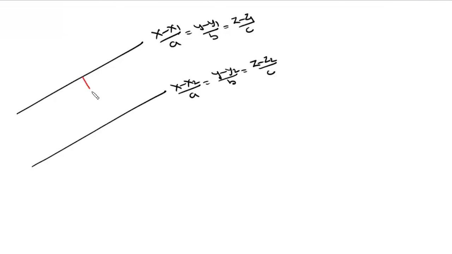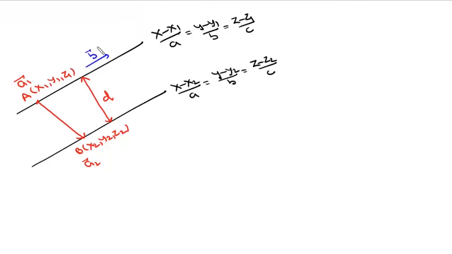Now we need to find the perpendicular distance between these two parallel lines, and for this we'll define a vector in between these two lines. Say this point is A, which is x1, y1, z1, and this is B, which is x2, y2 and z2. Now suppose the position vector of A is A1 and the position vector of B is A2, and the direction of these lines is B.